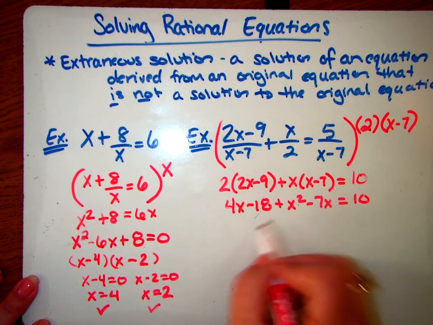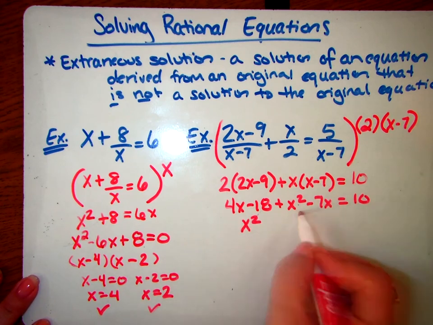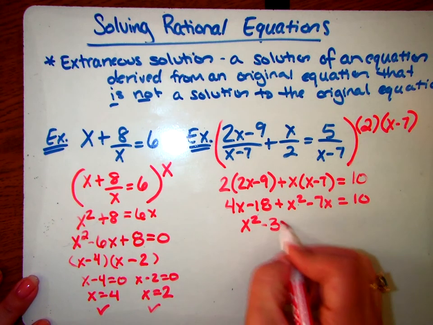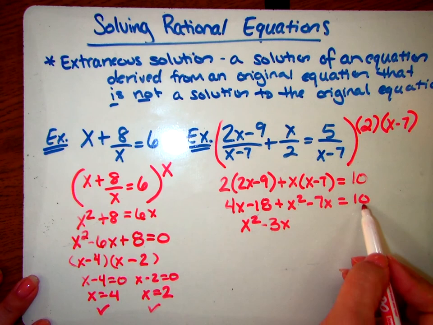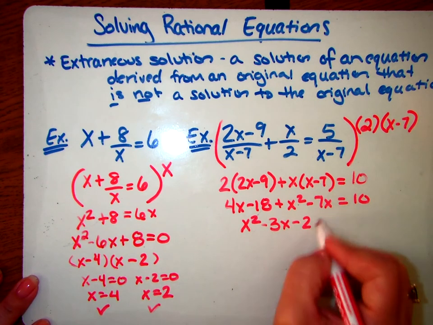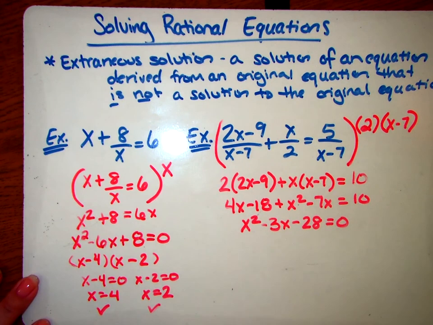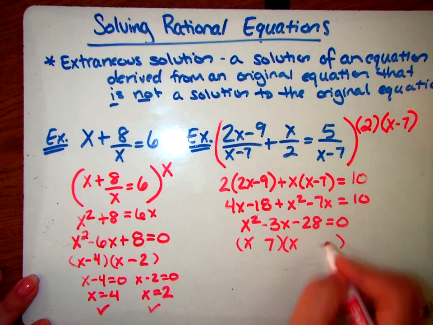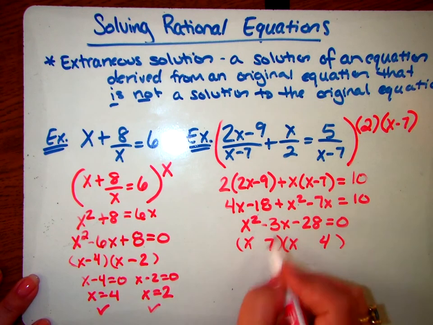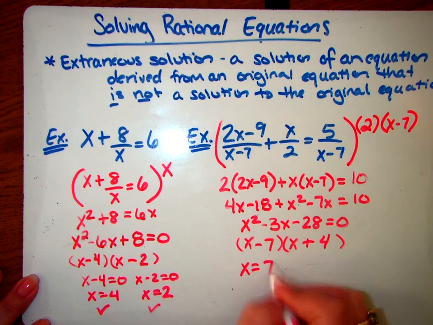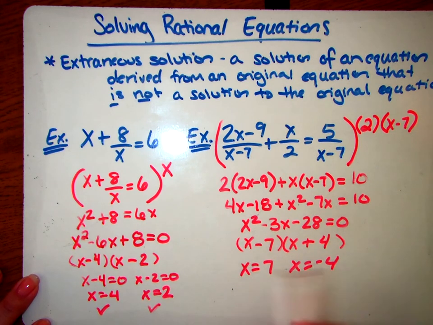I'm going to combine everything to one side. I have my x squared, then I have a negative 7x and a 4x, so that's a negative 3x. Then I have a negative 18, and if I move this positive 10 over, it becomes negative 10. So it's going to be a negative 28. This one I can factor. Factors of 28 that add to get negative 3: 7 and 4. A negative 7 and a positive 4. So x equals 7, x equals negative 4. Check. Go back to your original and plug it in.